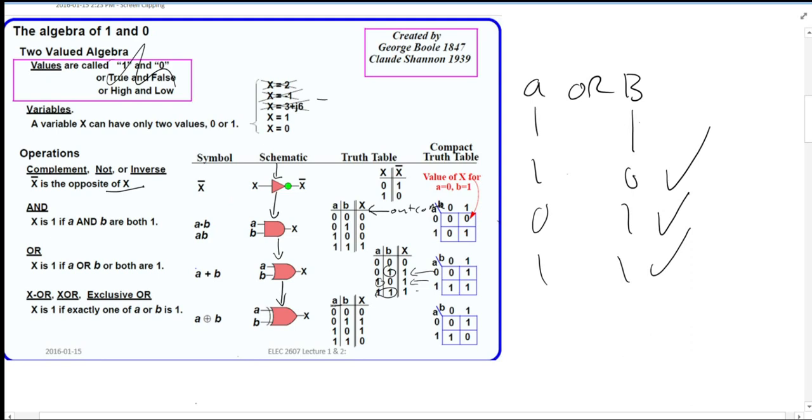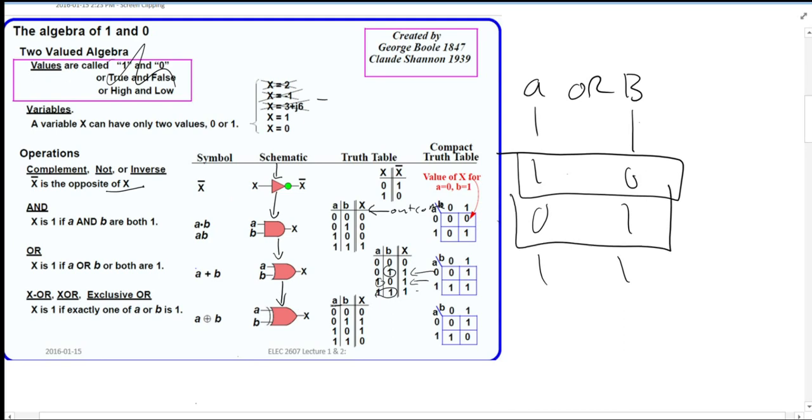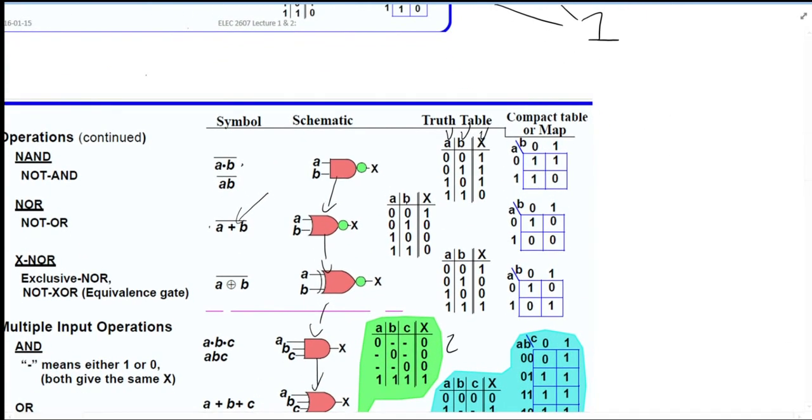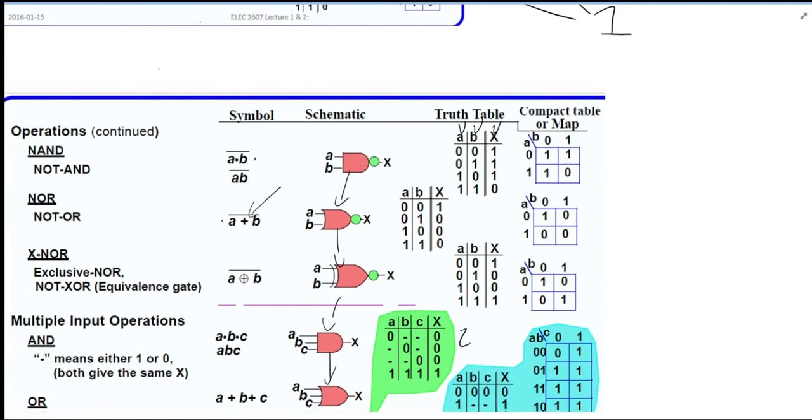XOR is similar to OR, except that only A or only B can be 1 in the combination. So over here, this would be true because only A or only B is true. This would also be true. However, this is going to be false as they are both 1, but you only need one of them to be 1. Then you have your combination of NOT AND, NOT OR, and NOT XOR.